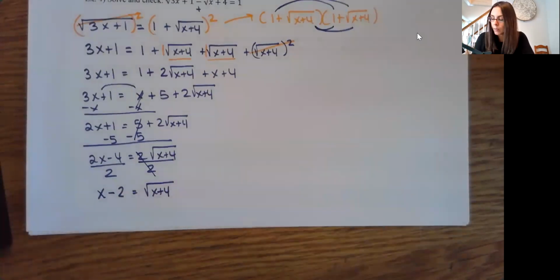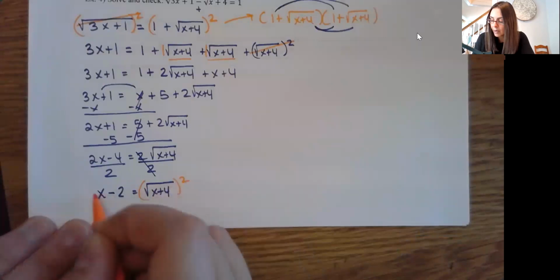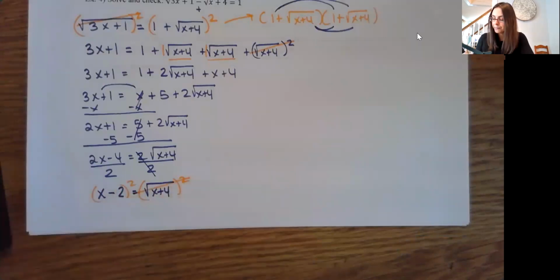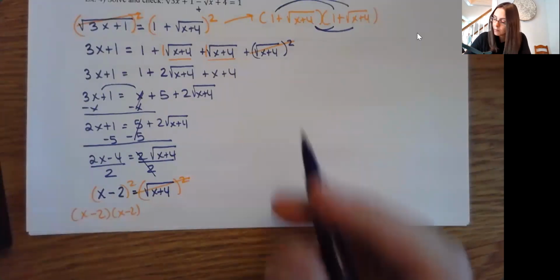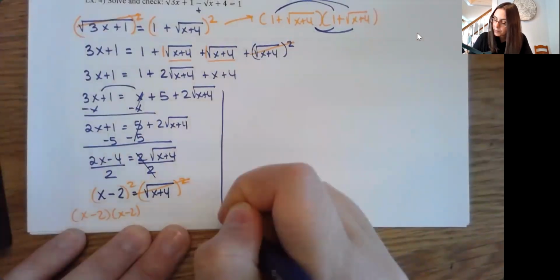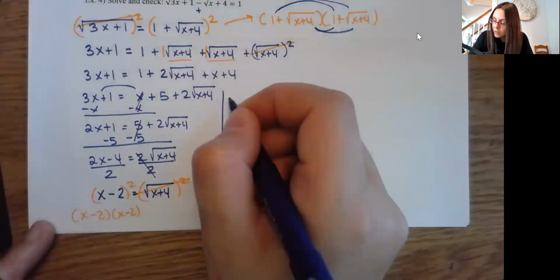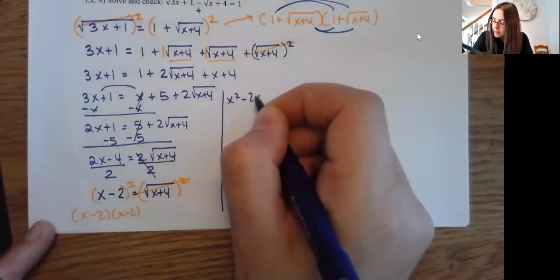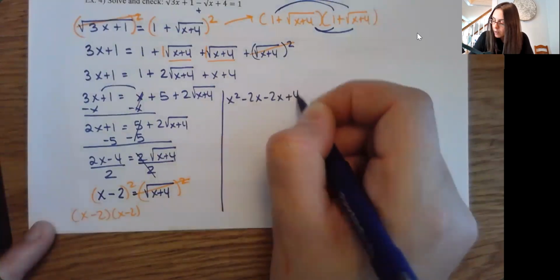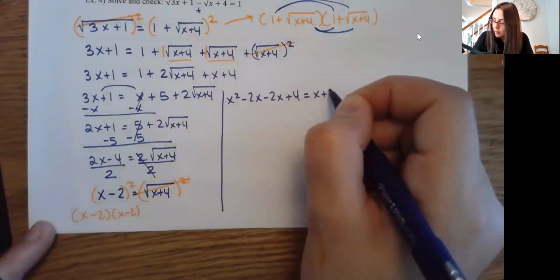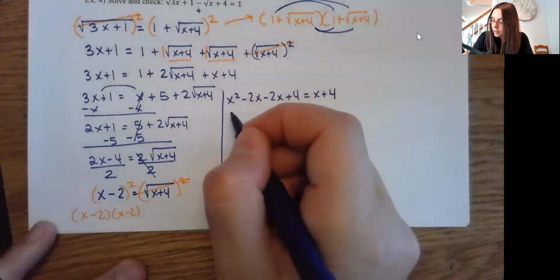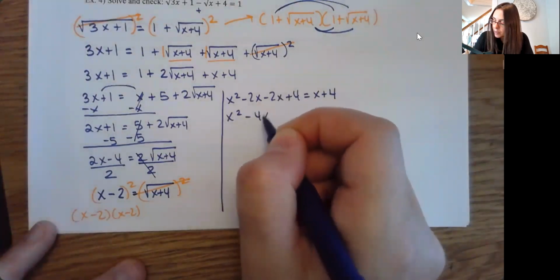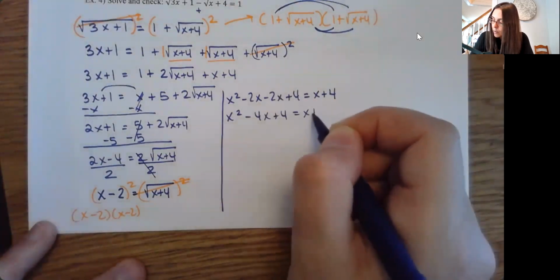Now it's a square root, so I'm just going to repeat that process over again by squaring both sides. And remember, when you're squaring here, this is going to end up being a foiling problem on the left. So on the left, if I FOIL, I have x squared minus 2x plus 4. And on the right side, I'm left with just x plus 4. Combining like terms, I have x squared minus 4x plus 4 equals x plus 4.